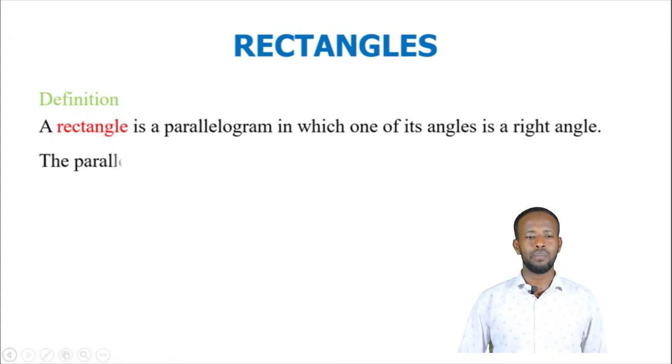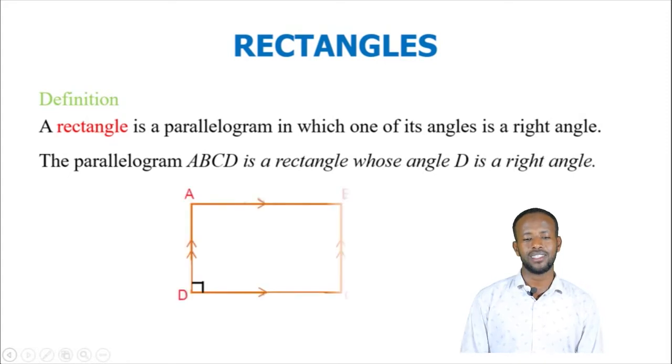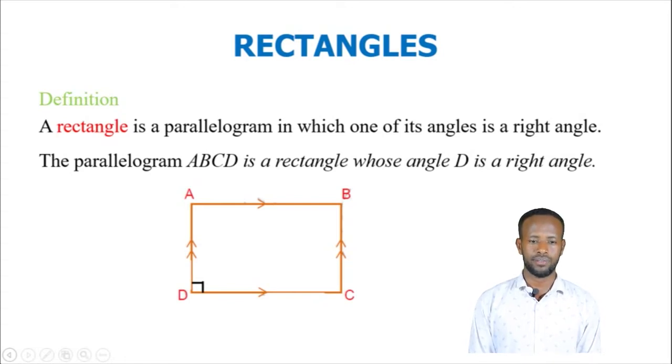Now the parallelogram ABCD is a rectangle whose angle D is a right angle. So indirectly, the rectangle has a 90 degree angle in all. ABCD is a rectangle.